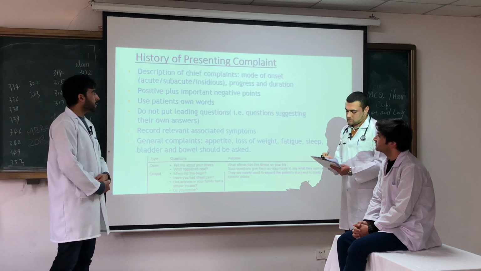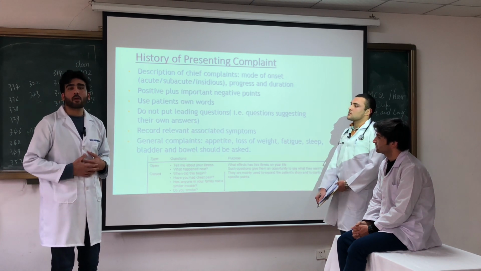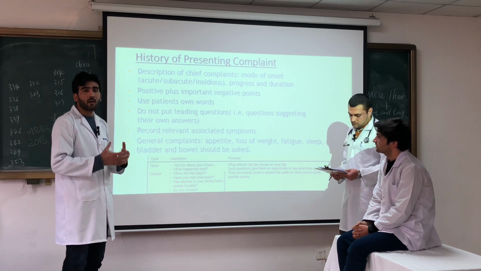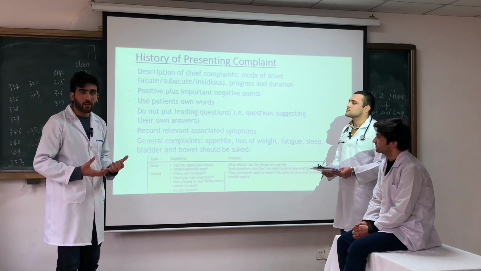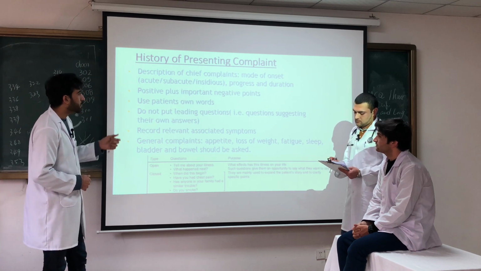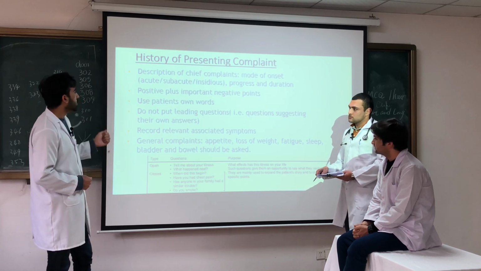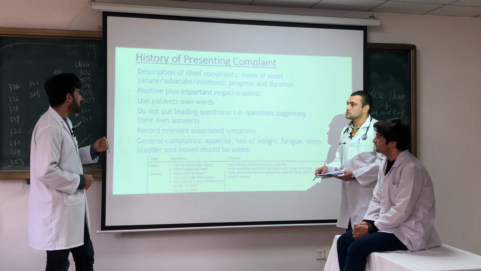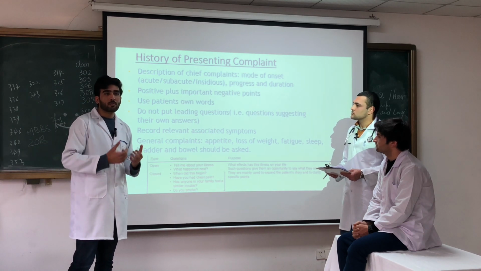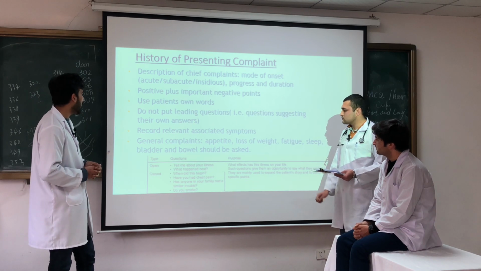Then, history of presenting complaints. Our patient Ayaz said he has upper abdominal pain, so this is his main problem. Now we will ask about the history of the presenting complaint, with some specific questions about his upper abdominal pain. Description of the chief complaint includes the mode of onset (acute, subacute, insidious), its progress, its duration, and positive plus important negative points. Use the patient's own words, and do not ask leading questions that suggest their own answer. Just listen to what the patient wants to say, and record relevant associated symptoms and general complaints like appetite, loss of weight, fatigue, sleep, bladder, and bowel habits.